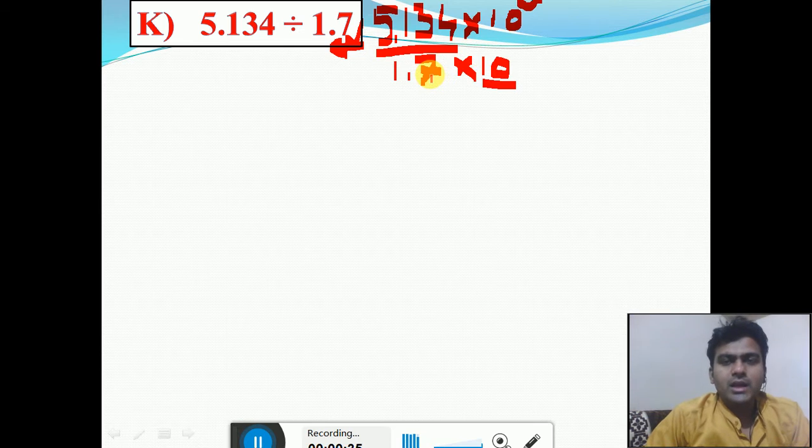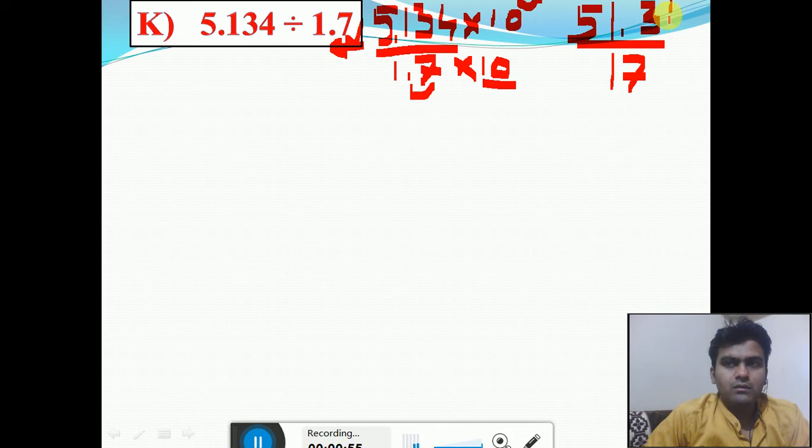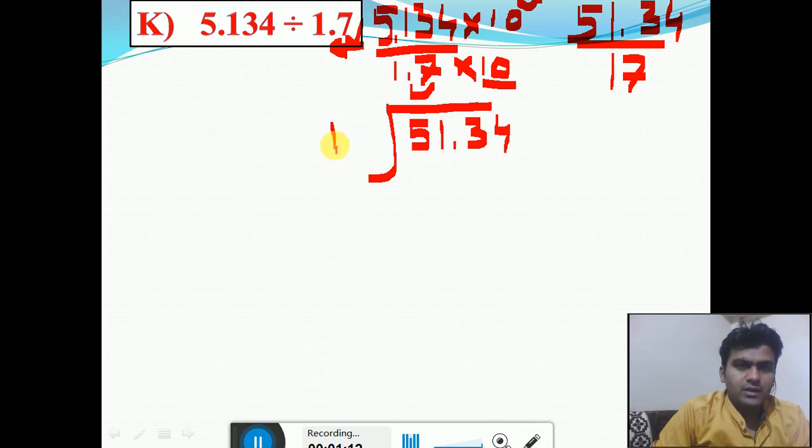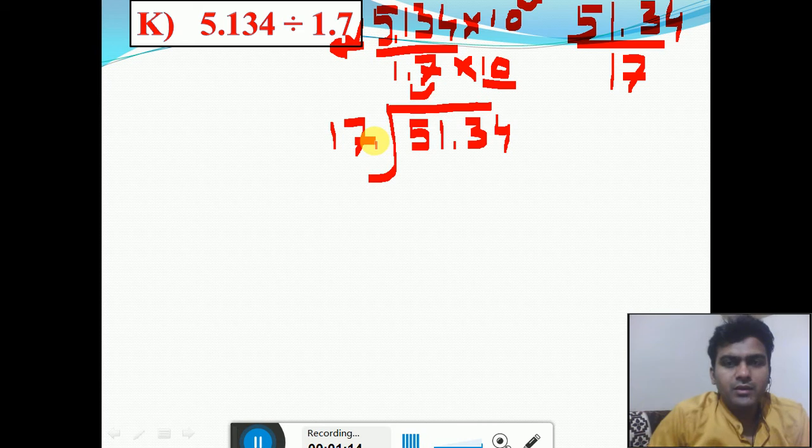By multiplying by 10, we know the decimal point moves to the right. So the divisor becomes 17, and the number 5.134 becomes 51.34. Now we will divide 51.34 by 17, because now we have the divisor as a whole number. So we have written here the number 17 and the number 51.34.